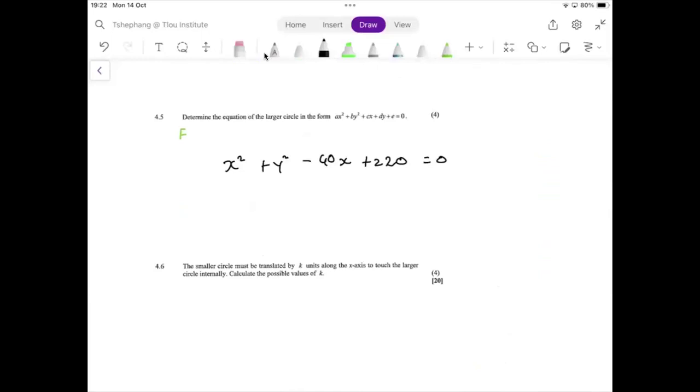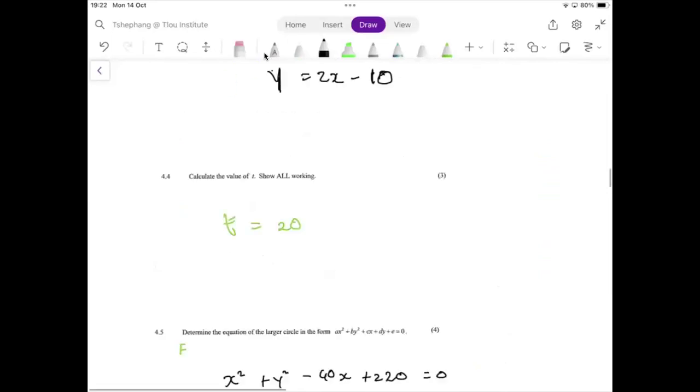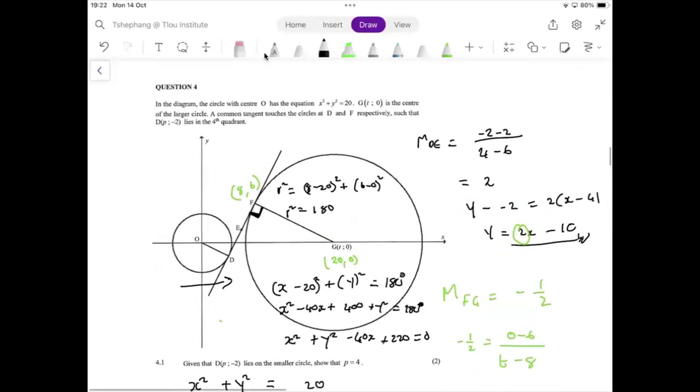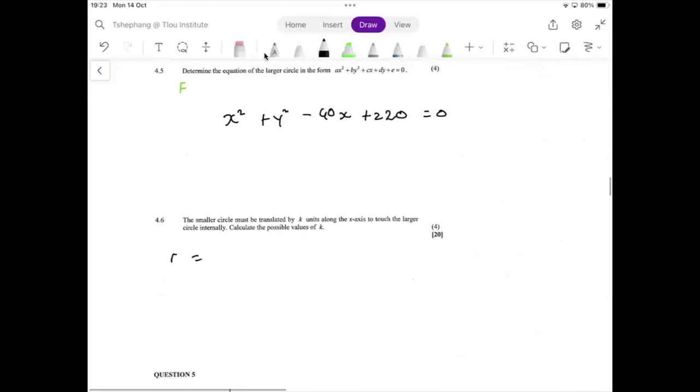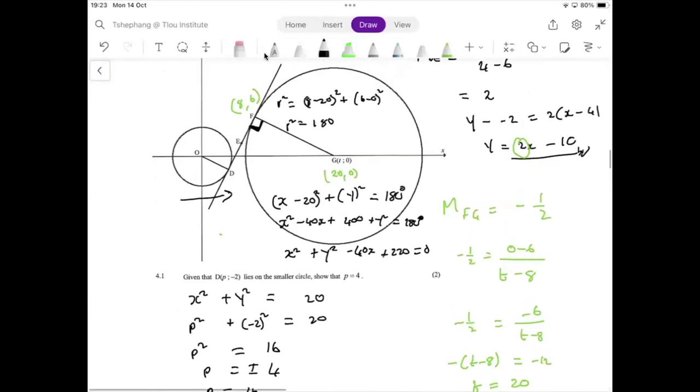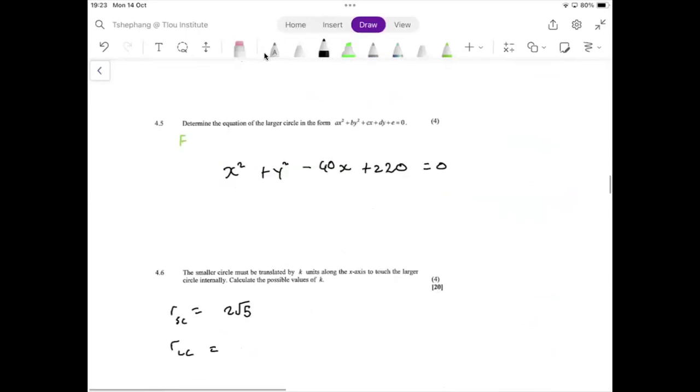Okay, now what we're going to do is we're going to look at their radii, right? So the radius of the smaller circle was 20, so we can say r is equal to 2√5 because it's 4 times 5. Take out the 4. Now I'll say SC for small circle, and then radius of larger circle will be equal to 6√5. The calculator will do that for you.